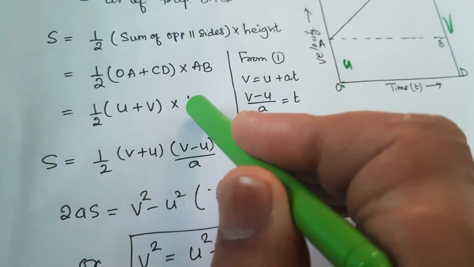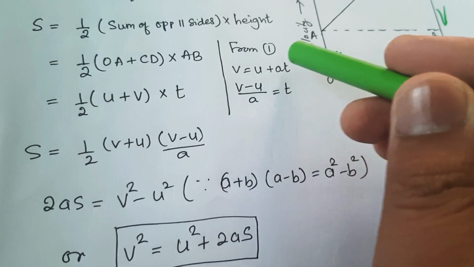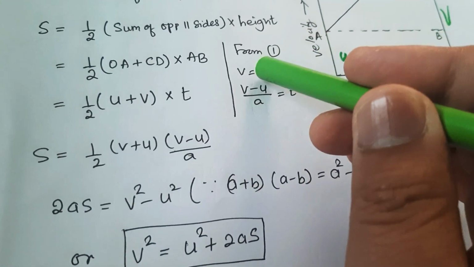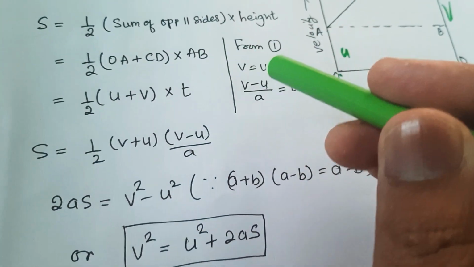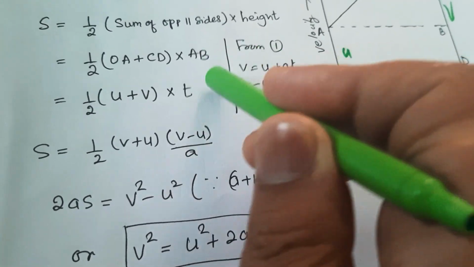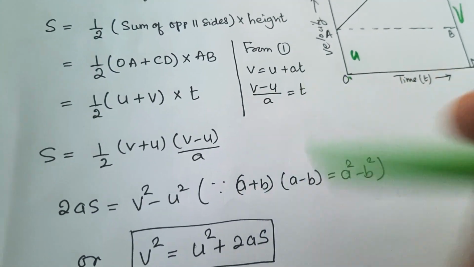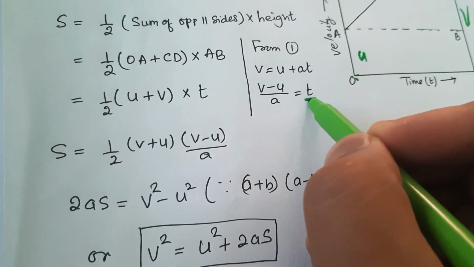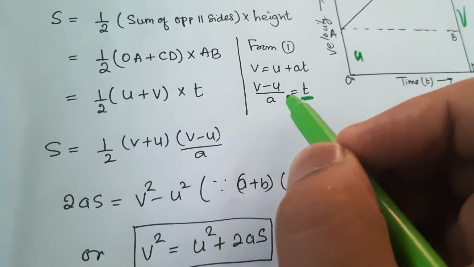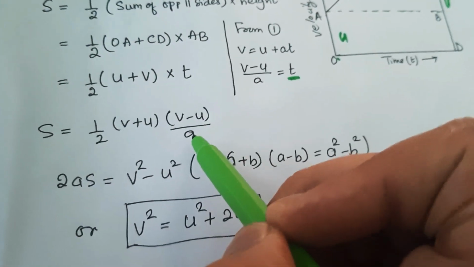Now for T, from equation 1, we have V equals U plus AT. When this U comes to this side, it becomes minus, and this A is in multiplication, so when it comes to this side, it becomes divide. So V minus U by A is T. So I will replace this T with V minus U by A.